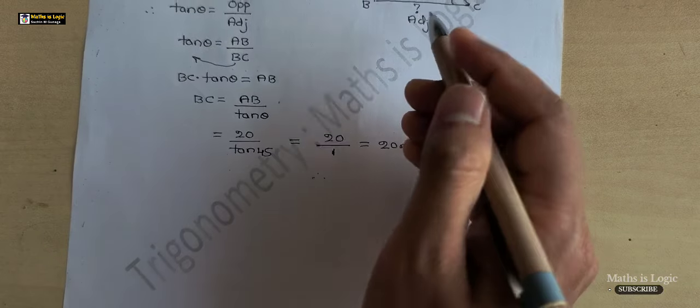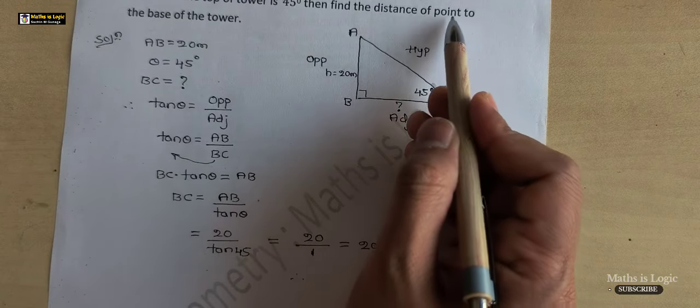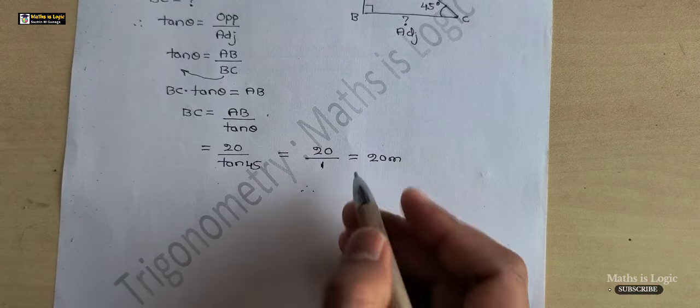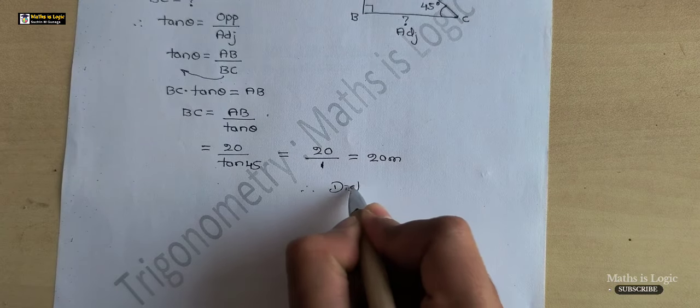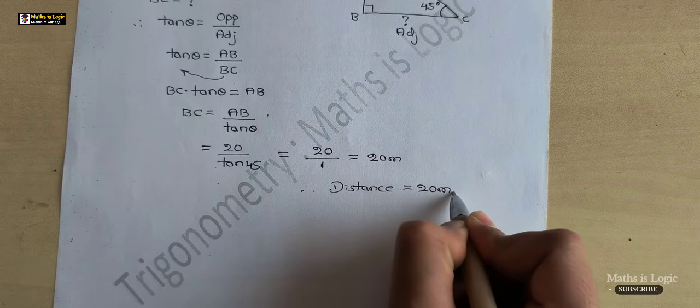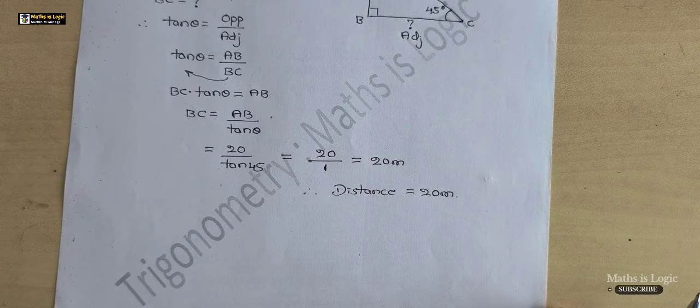Therefore write: distance of a point to the base of the tower becomes how much meter? 20 meter. That is the final answer.